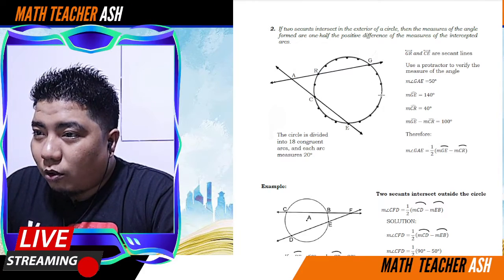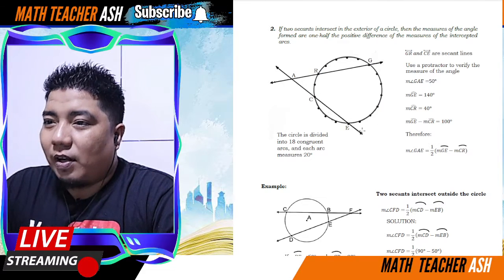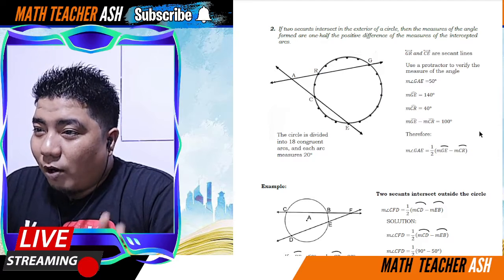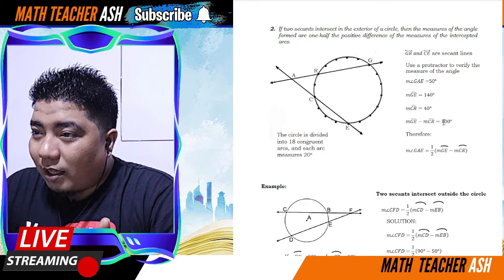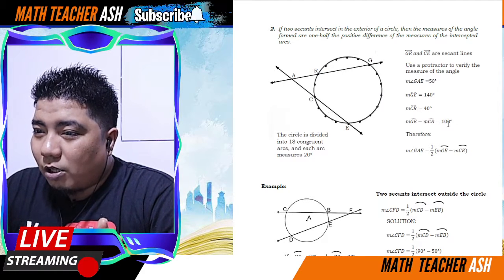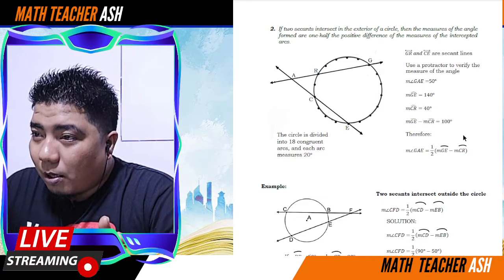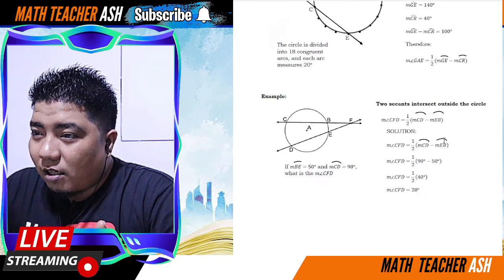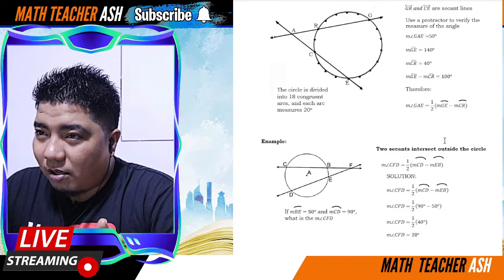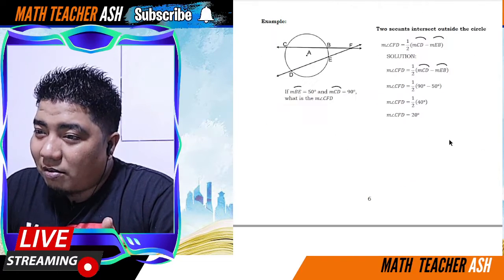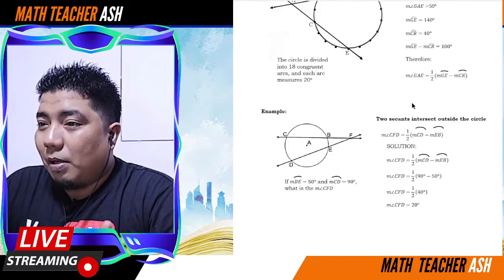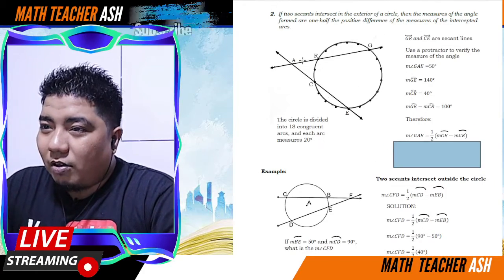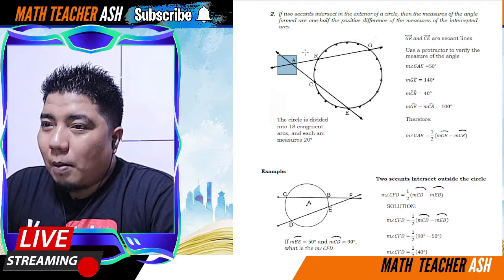Tama ba? 1, 2, 3, 4, 5, 6, 7. Okay, so half of 100. So 100 tayo dito pag i-minus na lang dalawa. So half of that is 50. Bakit hindi nilagay ang 50? Hindi sinabi, no? Yeah, wala siyang sinabi. Pero, to make the, this one is 50.